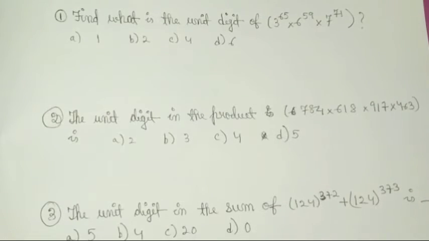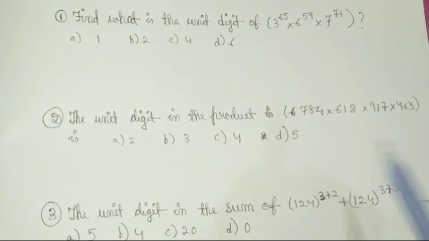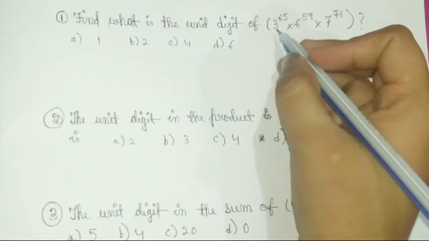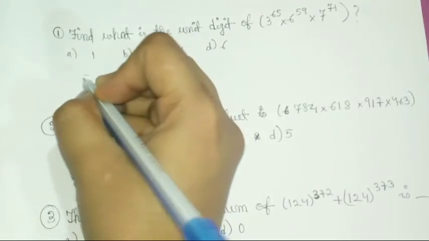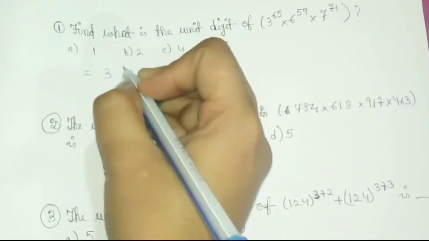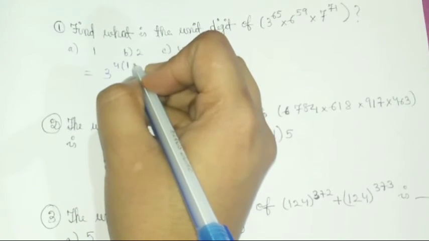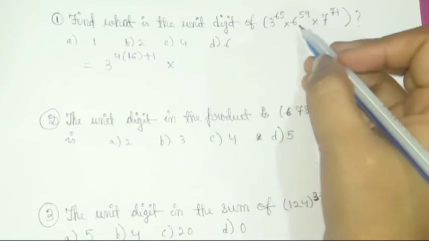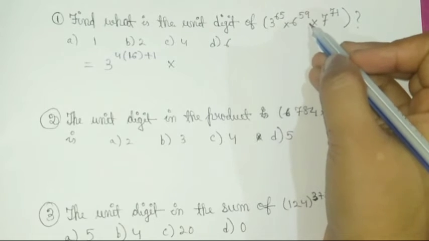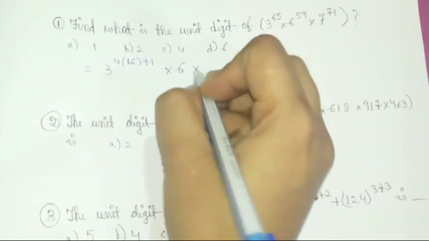So here are certain questions from this topic. The first question is to find the unit digit of this. Here we can see that the cyclicity of 3 and 7 is 4. So we can write it as, when 65 is divided by 4, we get 4 times 16 plus 1, so the remainder is 1. Again, as we know that the cyclicity of 6 is 1, 6 raised to the power anything is 6 itself. So its unit digit is 6.